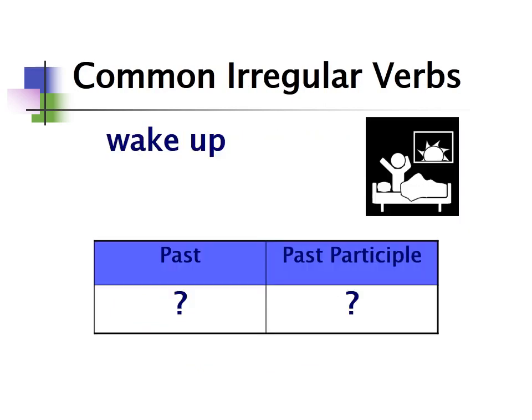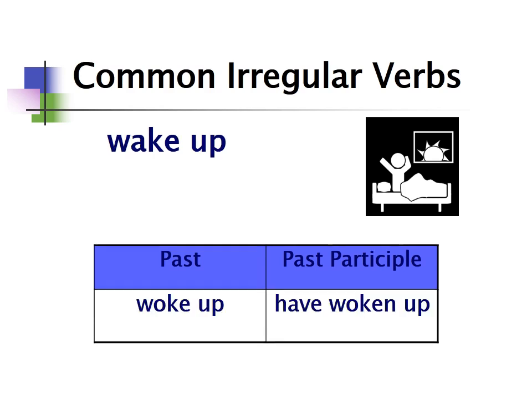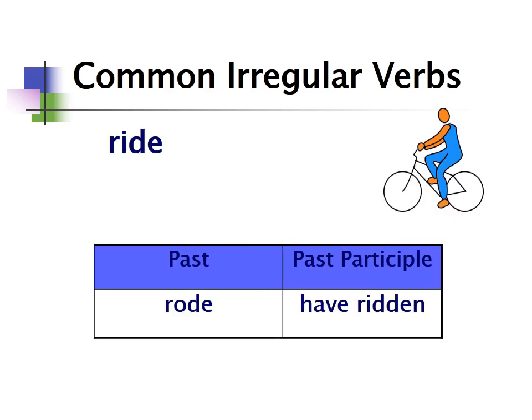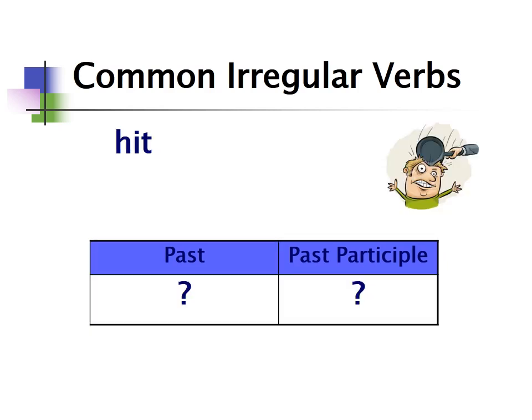Common irregular verbs. So wake up is a common irregular verb. See if you can put that in the past and past participle. Woke up, have woken up. What about ride? Rode, have ridden. And hit? Hit, have hit.